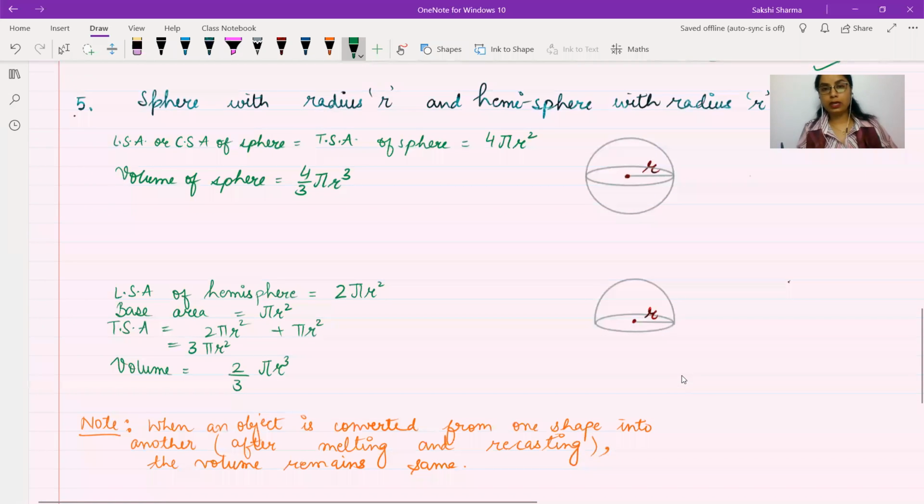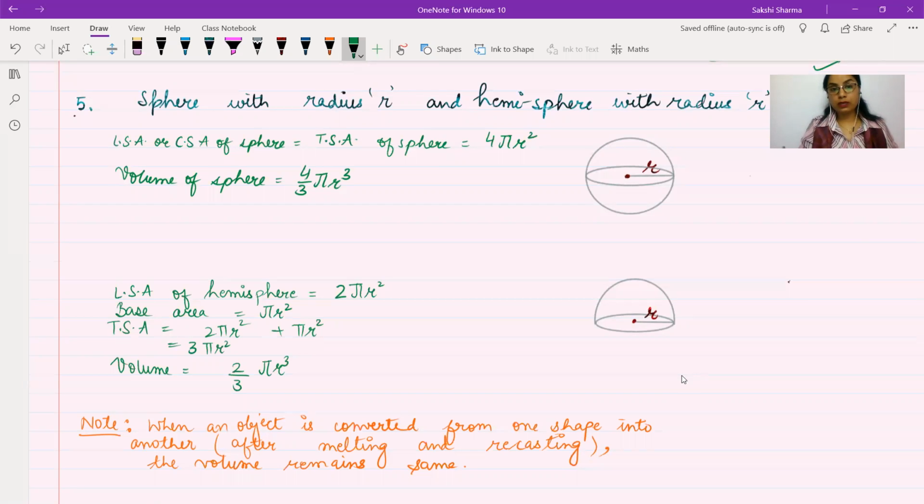Finally, we have sphere and hemisphere with radius r. So for a sphere, the lateral surface area or the curved surface area that we say is same as the total surface area. There's just one surface overall. The area is given by 4 pi r square. Volume is given by 4/3 pi r cube. Please don't mix up these two.